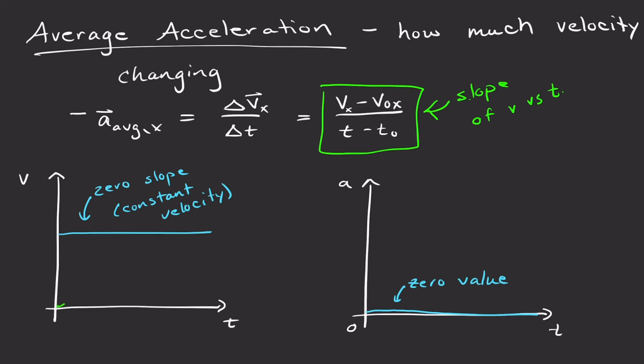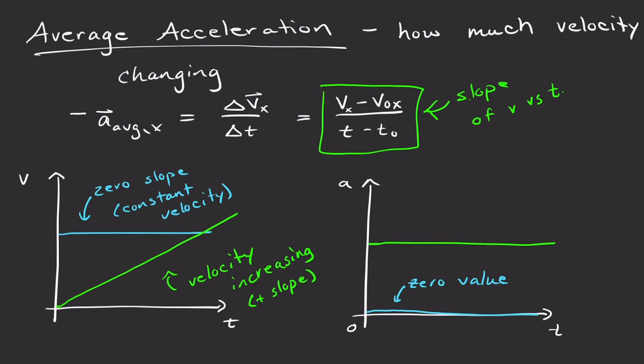Okay, what if our velocity was going up? Well, in this case, velocity is increasing, or positive slope. So since the slope represents acceleration, a positive slope means we should have a positive acceleration value. It starts positive, and since the slope is remaining constant, it's going up the same amount everywhere, so acceleration is constant. So this is a positive constant acceleration value.